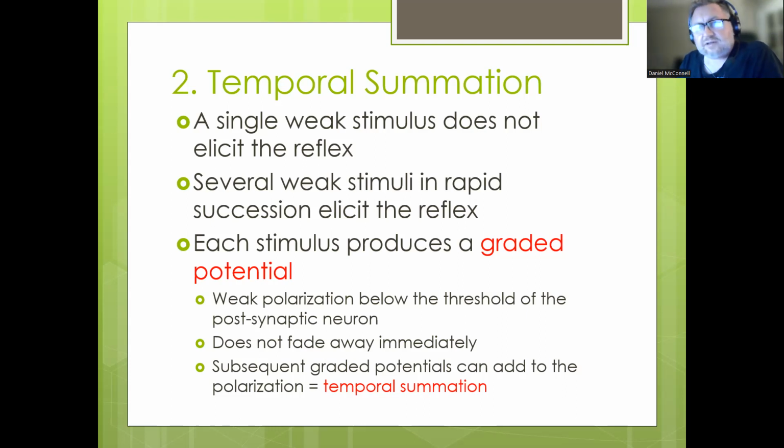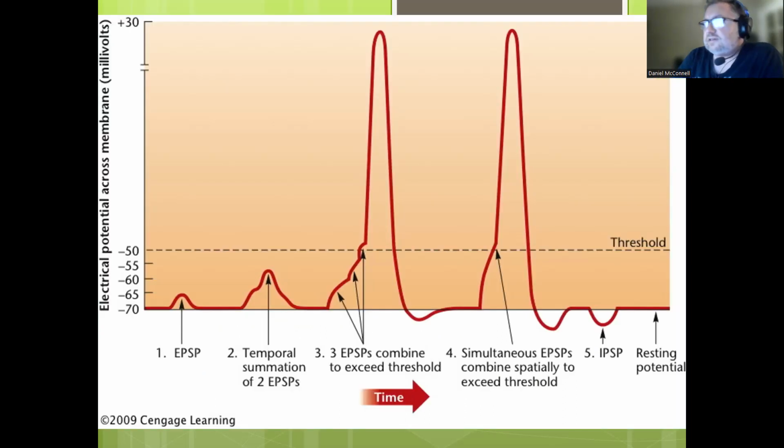So again, this is how Sherrington did it, right? He's trying to activate the reflex in dogs by applying a very weak stimulus that by itself cannot activate a reflex. But if he applies 2 or 3 of these weak stimuli in very rapid succession, boom, there you get the reflex. So he's demonstrated now temporal summation. 3 stimuli that occur at different times, sum together, and that combination now activates the reflex.